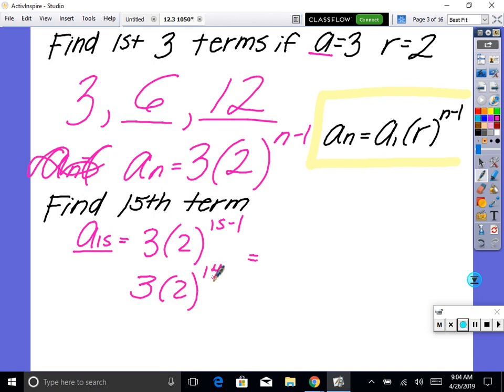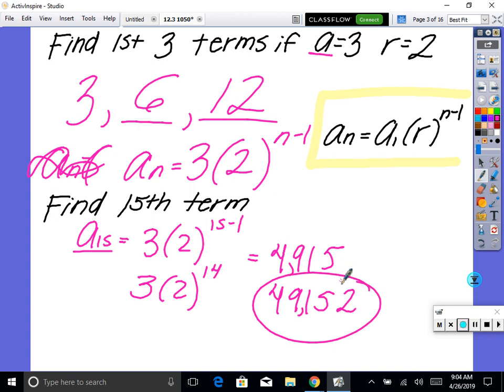And then just for quickness today, don't worry about saying the word thousand. Just go 2, 6, 3, 0, 4, 9, 1, 5, 2. 49,152. Awesome. That would be the 15th term, right? That's a sub 15, people.